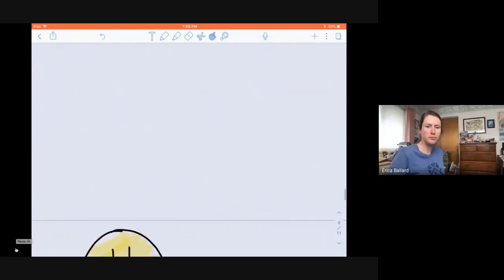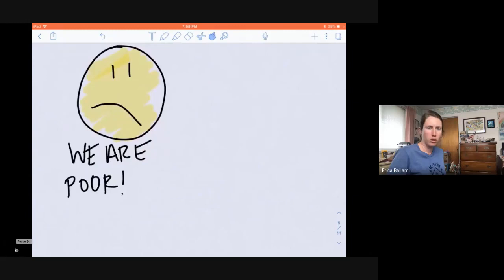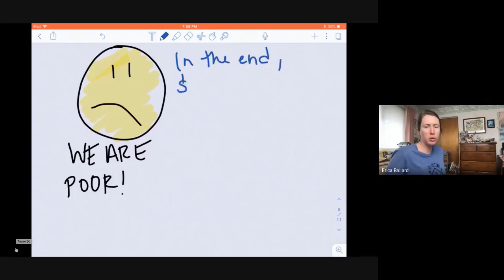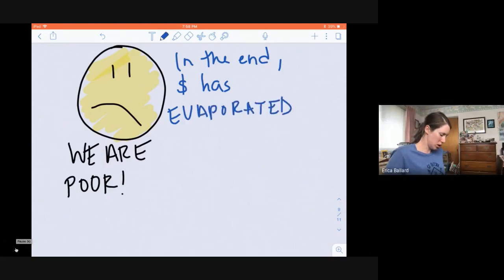Okay, there's two more. All right, so in the end, lots of money is just gone. It's like now, if you had money in the stock market, you would have lost money this week. It's a very hard concept to understand. But the idea is a lot of wealth in our country is gone. So in the end, money has evaporated and there is less money for everyone.